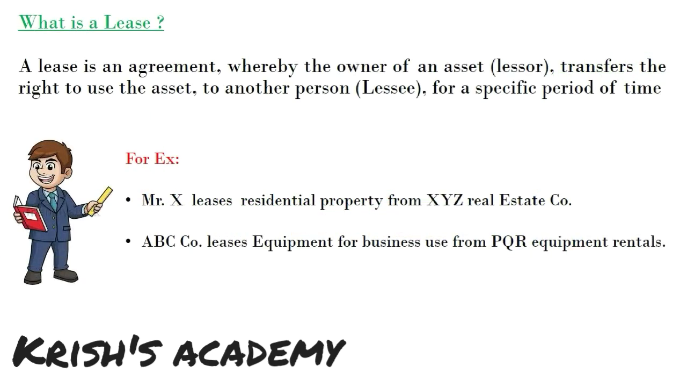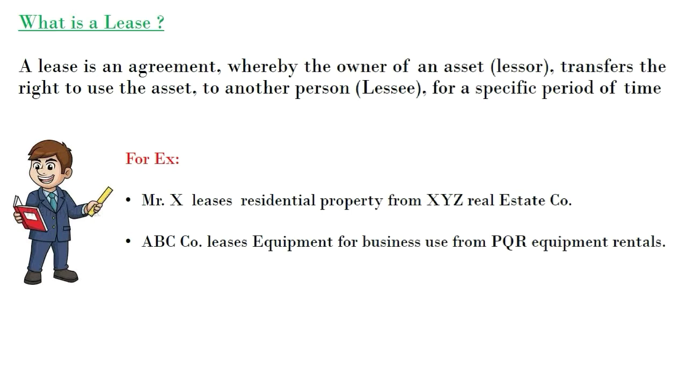So, what is a lease? A lease is an agreement whereby the owner of an asset, who is known as the lessor, transfers the right to use the asset. So, he has the right to use his asset and he transfers it to another person who is known as the lessee for a specified period of time, say a year. And of course, the lessee has to compensate the lessor for the use of this asset, which is normally known as lease rentals.